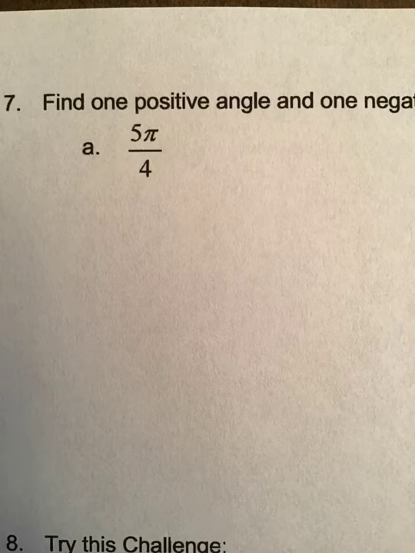In worksheet 1, problem 7, we are asked to find one positive angle and one negative angle that are coterminal, meaning their second side, not that initial side that always starts on the x-axis, but the terminal side, that second part of the angle, that they are coterminal with the given angle, and they want the answer in radians. Well, just to get an idea of what we're talking about, let's sketch 5 pi over 4.